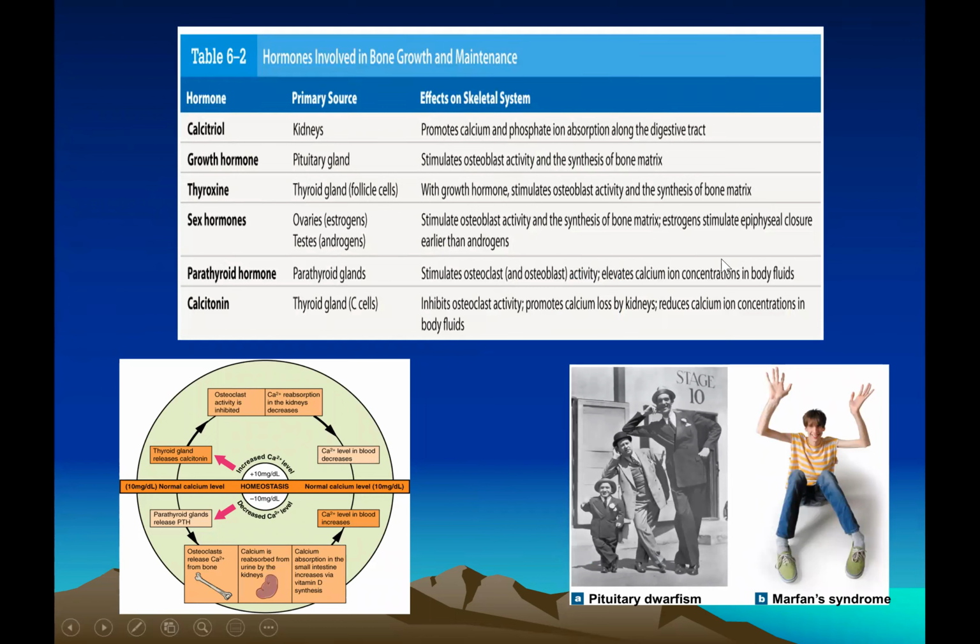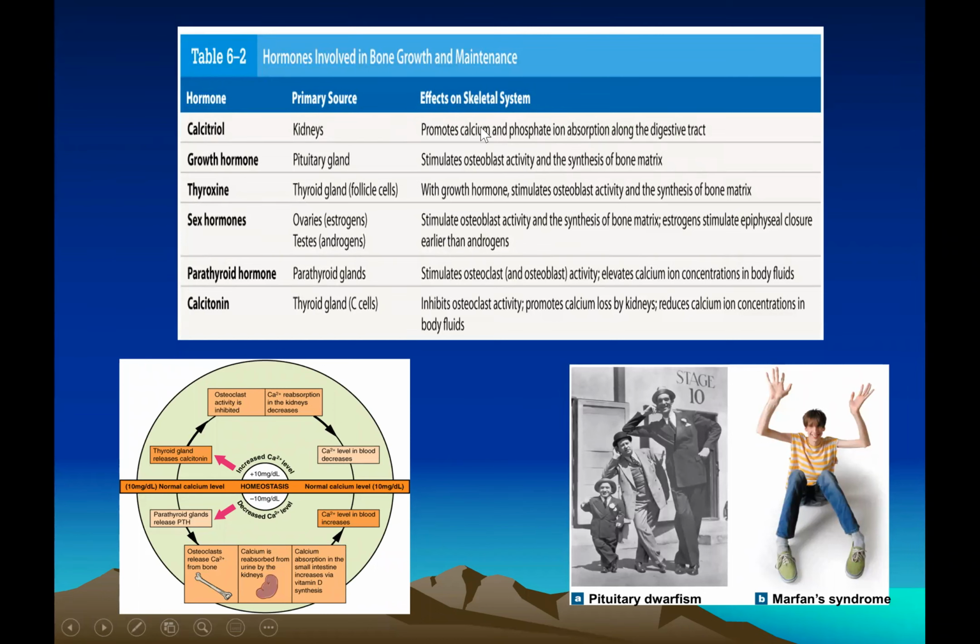There are several hormones in our body that are also going to be affecting bone growth and maintenance. For example, the growth hormone made by the pituitary gland is going to stimulate osteoblast activity, and it will promote synthesis of the bone matrix.